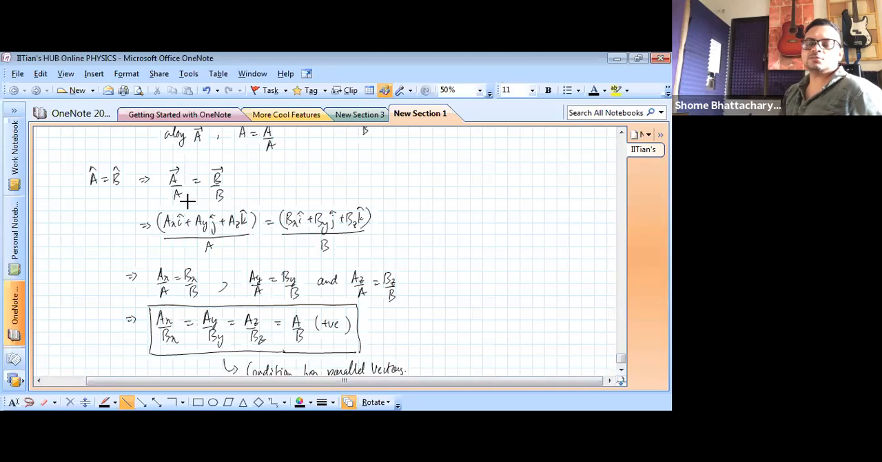So A cap, what is it? Vector A divided by its mod. B cap, what is it? Vector B divided by its mod. So this is the whole vector A divided by its mod, and that's equal to this whole vector divided by its mod.